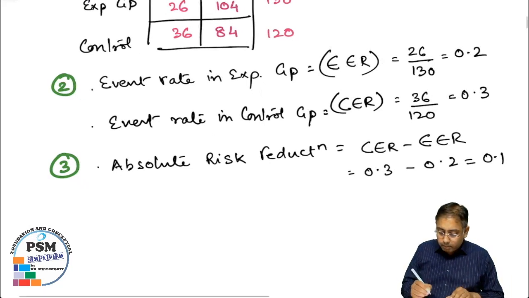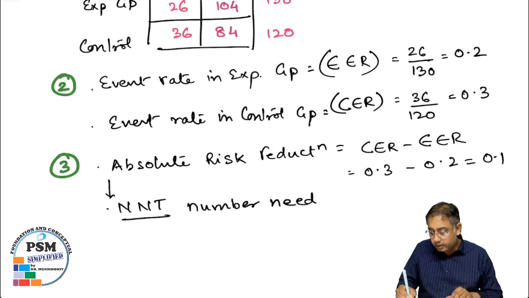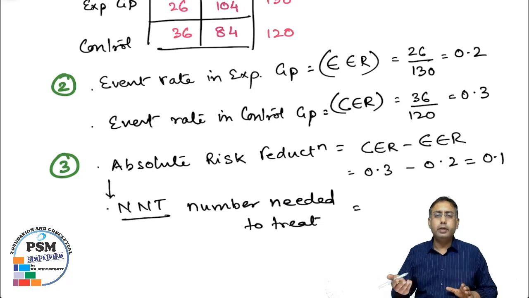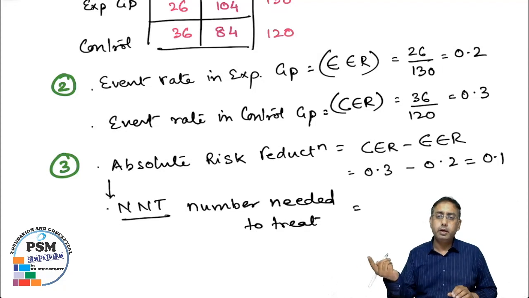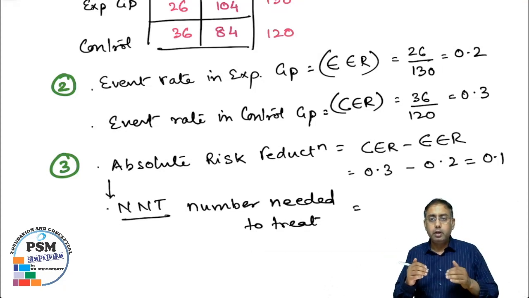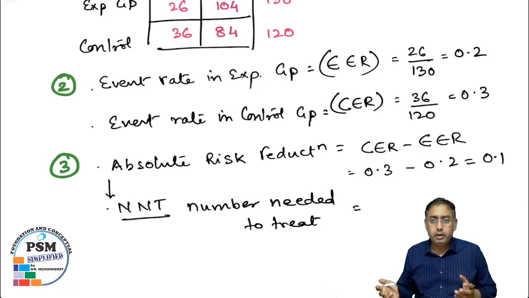So what is the number needed to treat? That is number needed to treat or number needed to harm. It is just the inverse of it. When we take the number needed to harm, that is how many people you will need to induce death in somebody, that we calculate as number needed to harm.